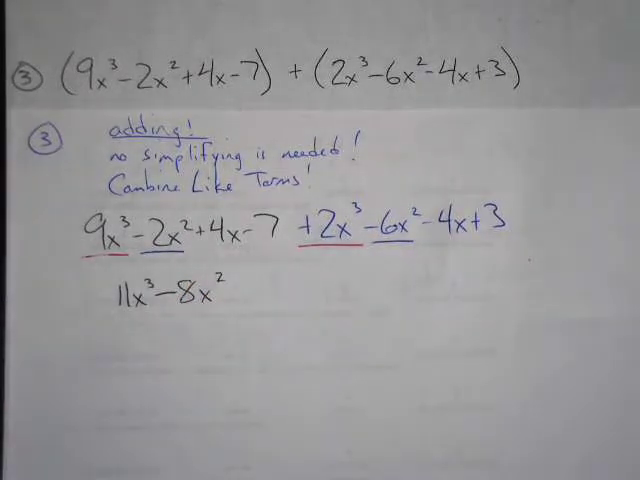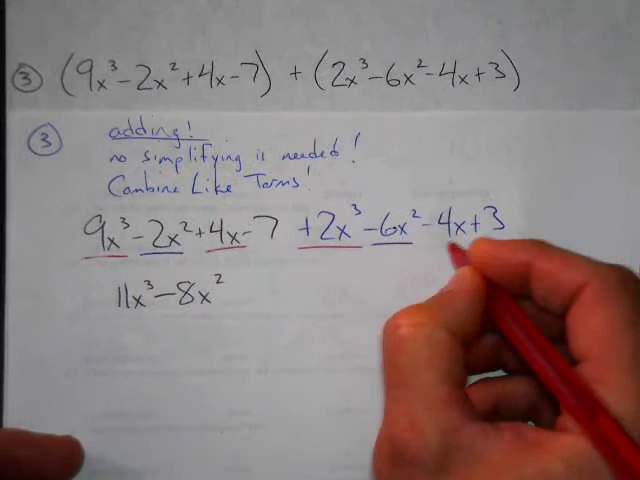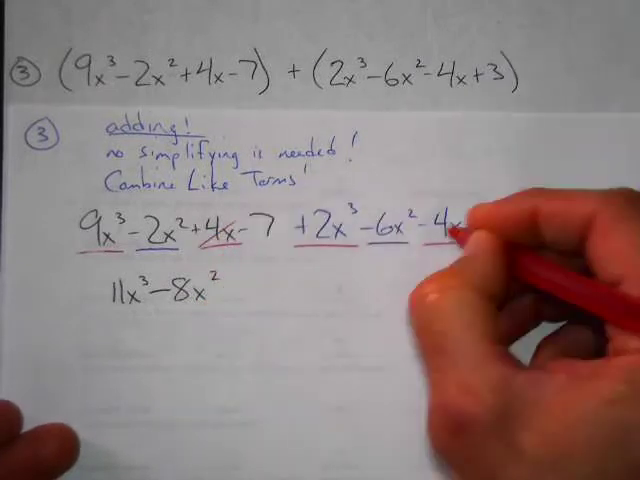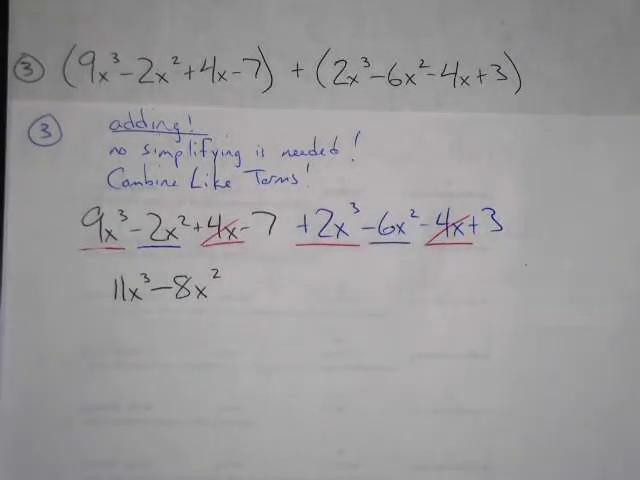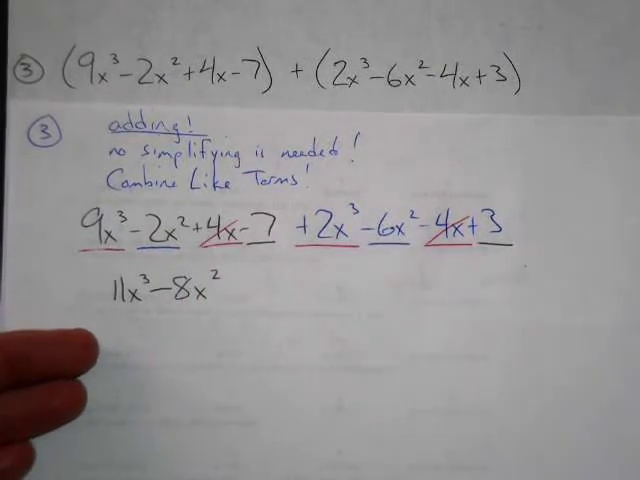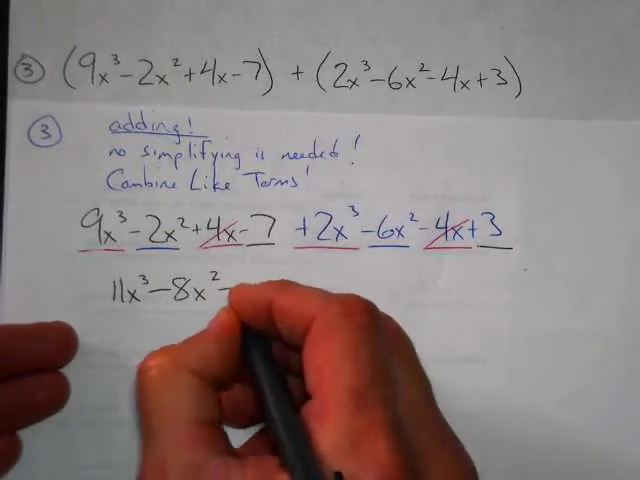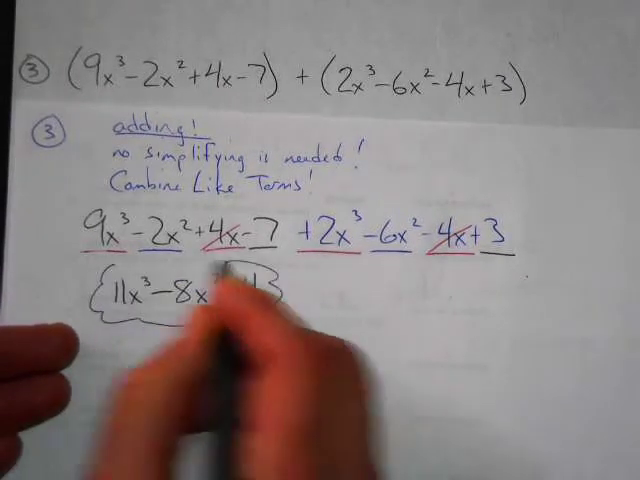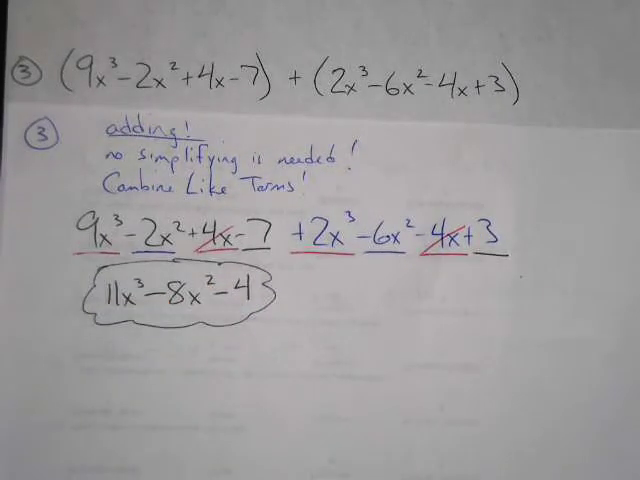And then we have our x's, 4 of them, minus 4 of them. Well, that's convenient. Plus 4 minus 4 leaves us with 0. Those actually cancel out. We have no more x's. And then we have our 1's, negative 7 plus 3. And negative 7 1's plus 3 1's is negative 4 1's. And that is our simplified version of number 3.